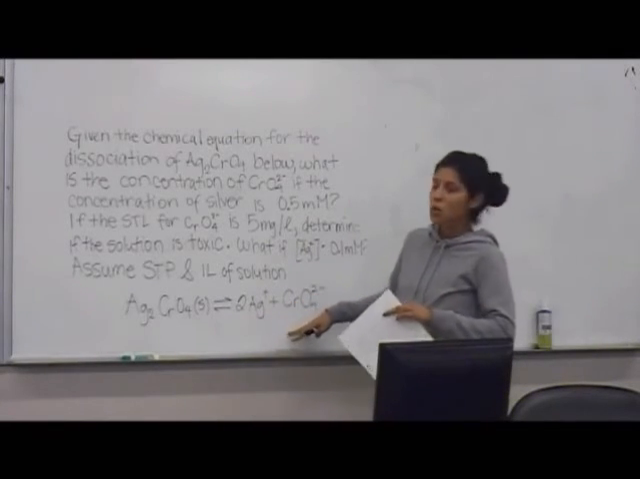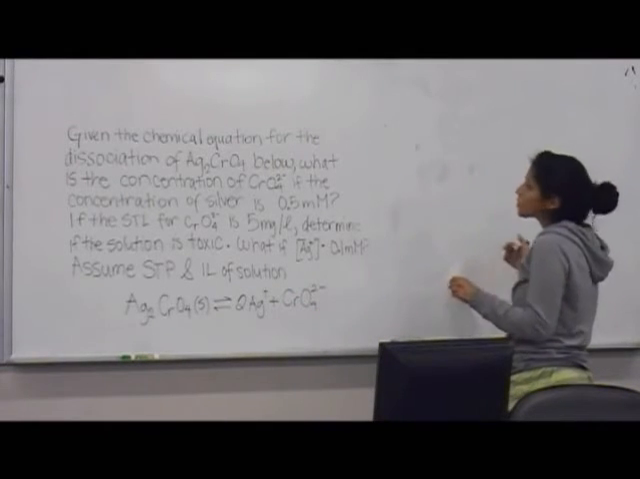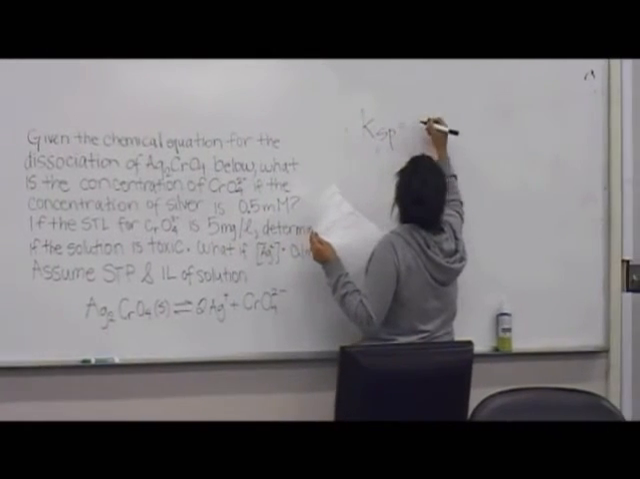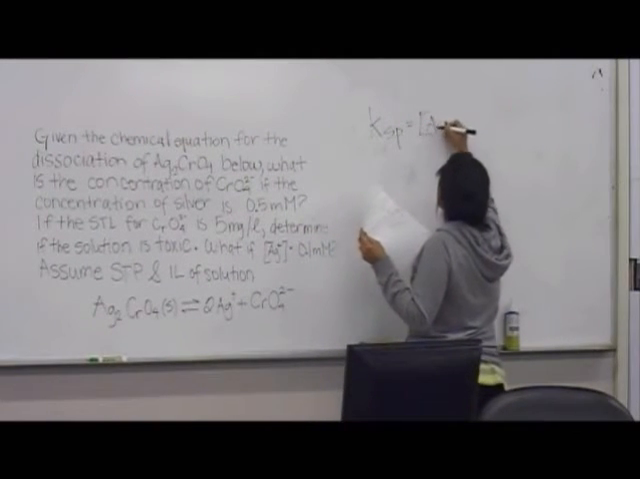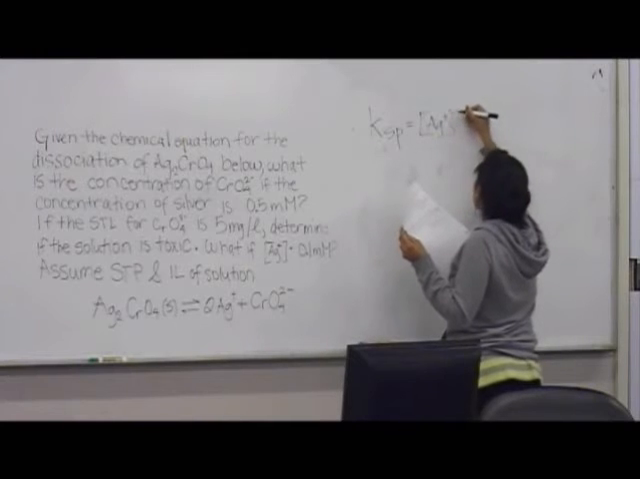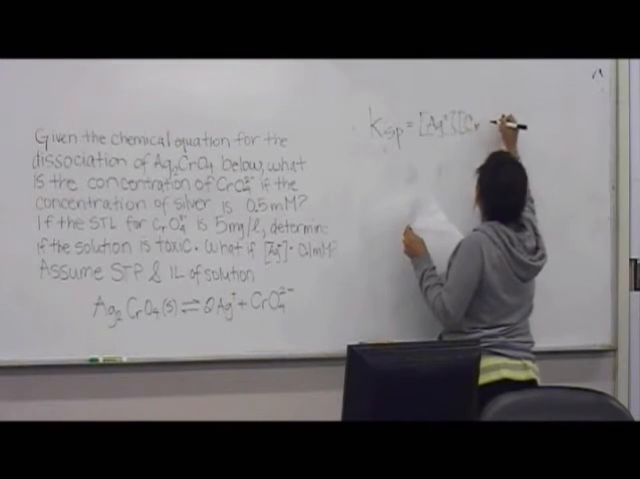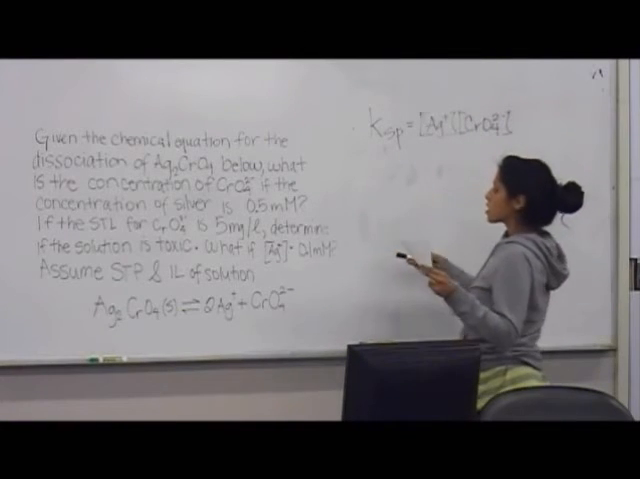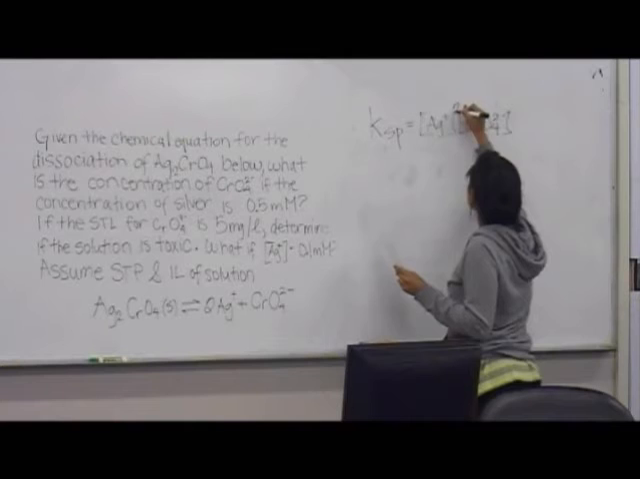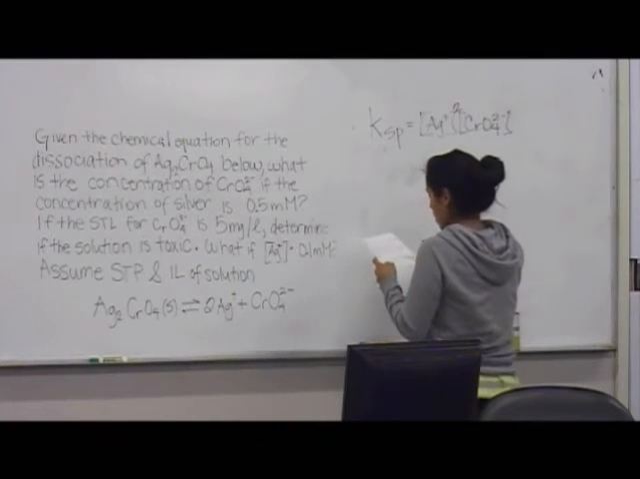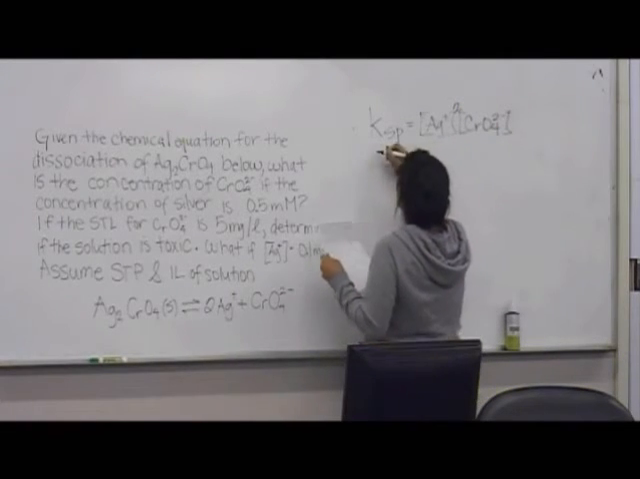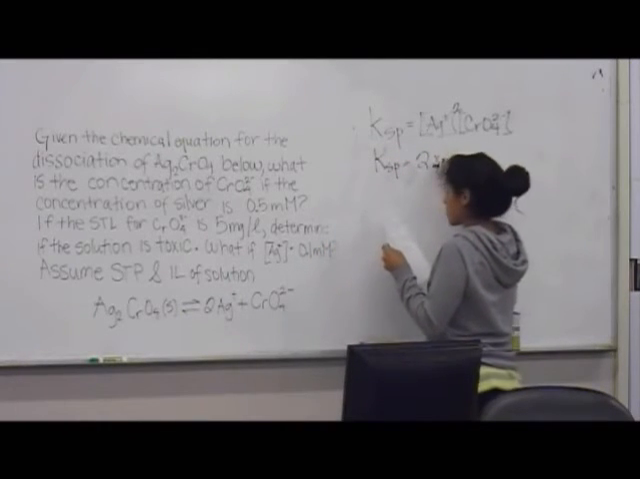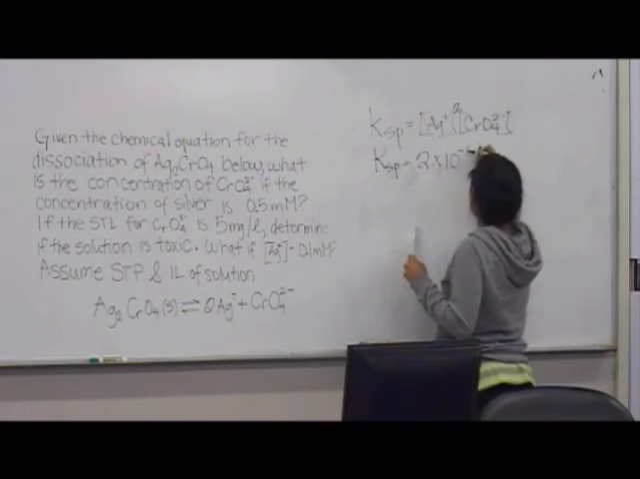So here is our balanced equation. Now writing the equation for KSP, we have KSP is equal to the concentration of silver squared times the concentration of chromate. Since there are 2 moles of silver per 1 mole of chromate, we have the silver squared. KSP is known for this equation and is equal to 2 times 10 to the negative 12.